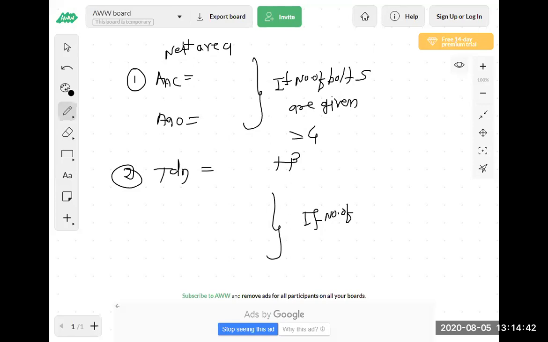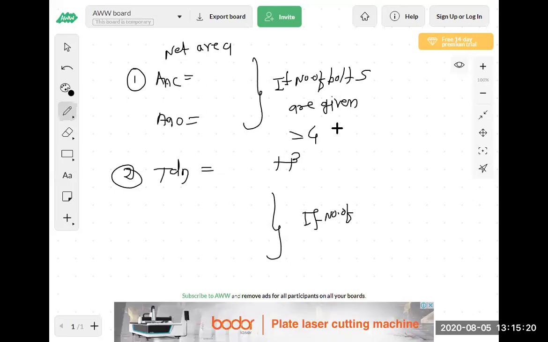See, if we have to calculate net area, at that time the first formula is ANC or AGO. We can calculate ANC and AGO if the number of bolts is given in the problem statement. If the number of bolts is given, 2 bolts, 3 bolts, 4 bolts, then you have to use the ANC and AGO formula.